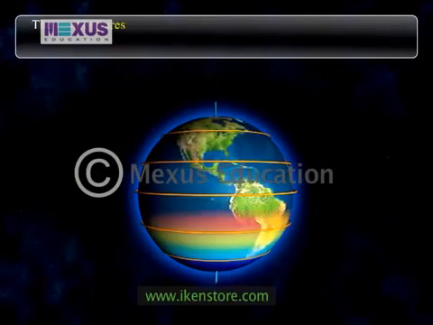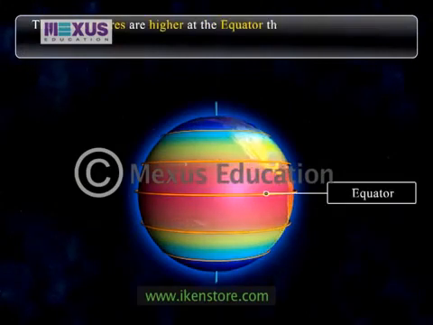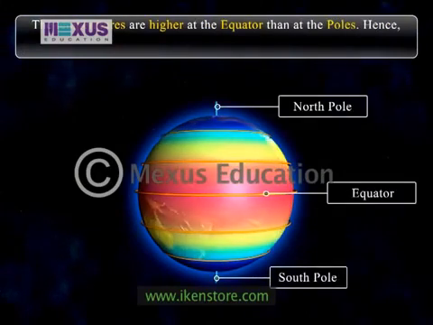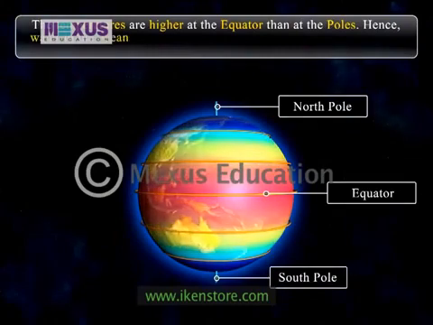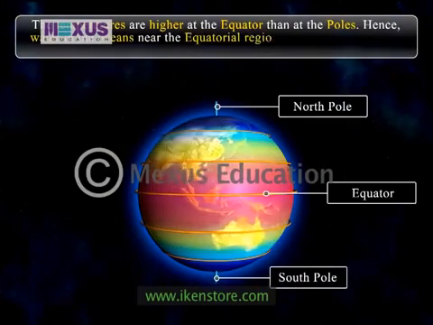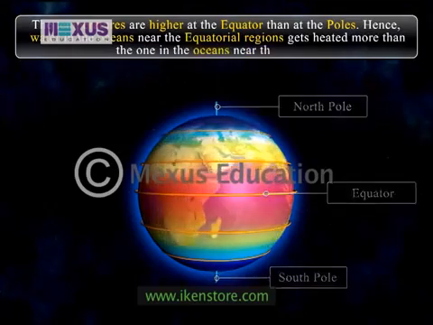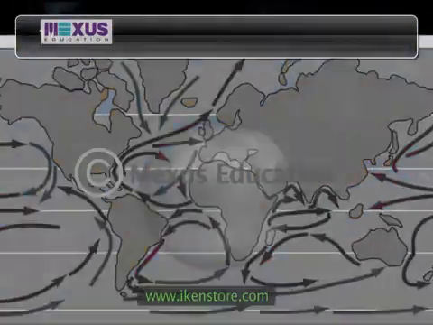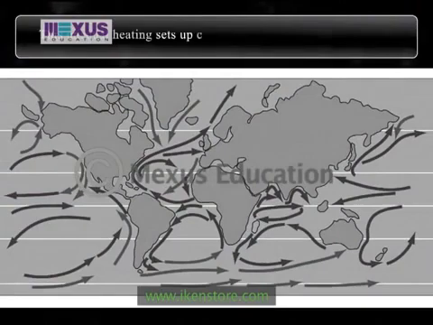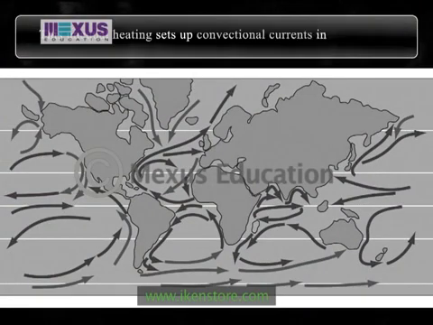The temperatures are higher at the equator than at the poles. Hence, water in the oceans near the equatorial regions gets heated more than the water in the oceans near the poles. This unequal heating sets up convectional currents in the ocean.